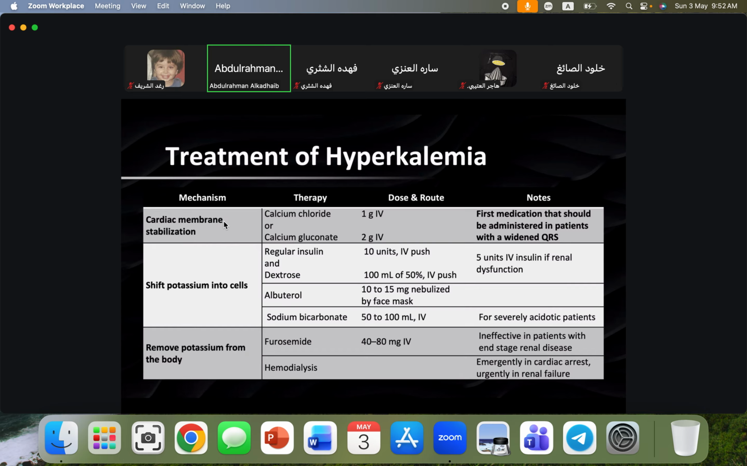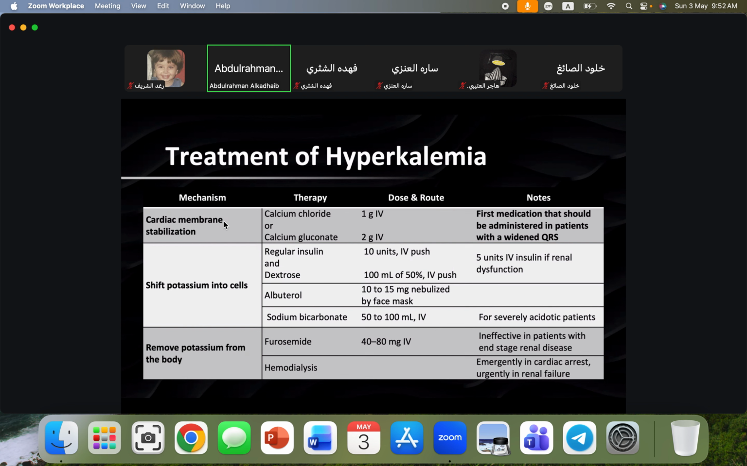And the reason why we use those medications, because calcium again helps with the inhibition of the overstimulation of the cardiac muscles caused by the high potassium level. So it's kind of the antagonist of the potassium on the cardiac muscle. It antagonizes the effect of potassium on the cardiac muscle. That's why it stabilizes the heart muscles and prevents arrhythmias.